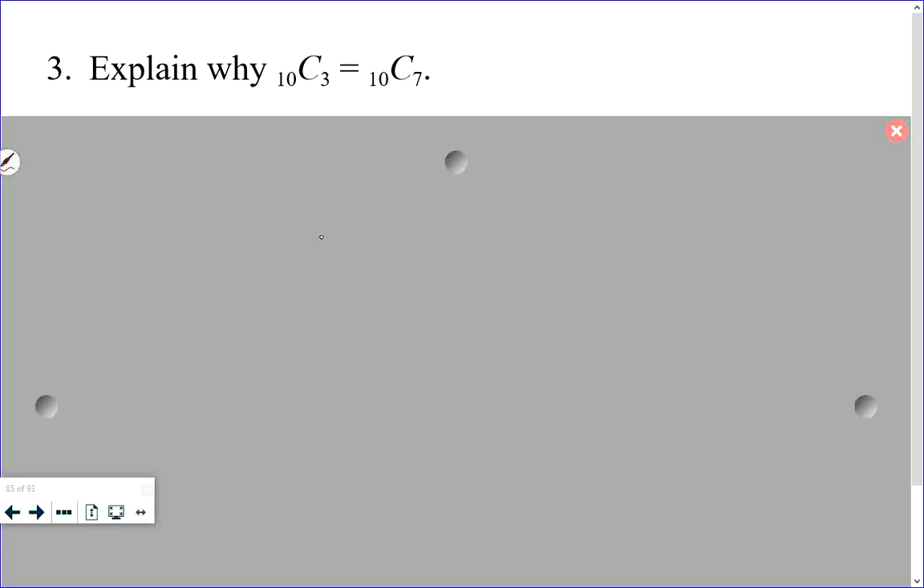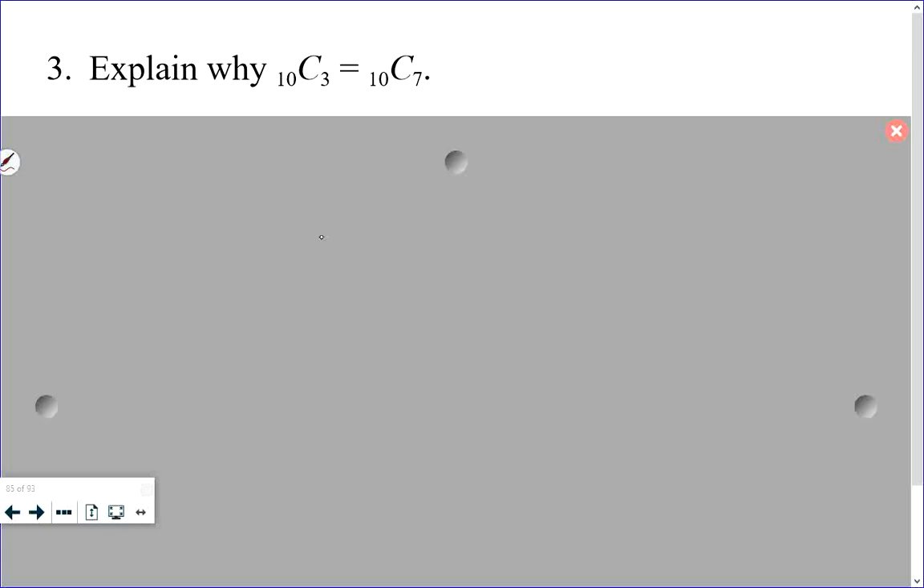Can you just, first of all, on your calculator, confirm that 10 choose 3 and 10 choose 7 are the same number? Can you tell me, Grace? 120. So 10 choose 3 is 120, 10 choose 7 is 120. Why do we get the same number? Kendra? Because 3 plus 7 is 10, so no matter which order you put them in, it's the same.